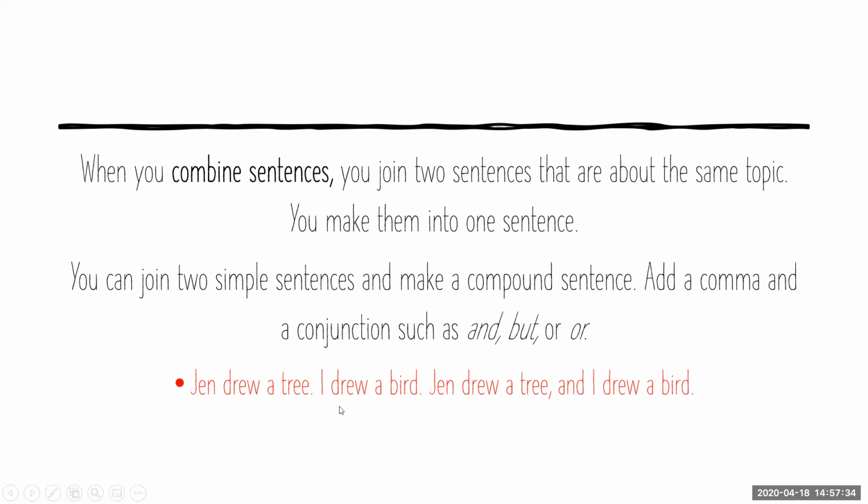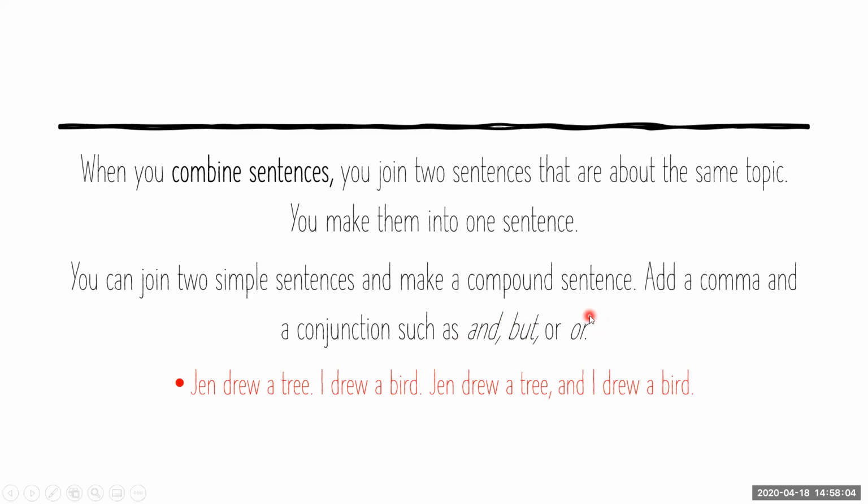We've got subjects in each sentence. We've got a verb or predicate in each sentence as well. So Jen drew a tree. I drew a bird. Those are two sentences. So now what we are going to do is we are going to make a compound sentence, meaning we are joining two sentences together, and we are going to achieve that by using one of these conjunctions. Let me just get out my little pointer so you can see where I am at. There we go. So the first conjunction is and, the second one is but, and the last one is or.